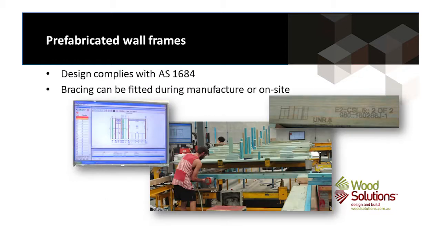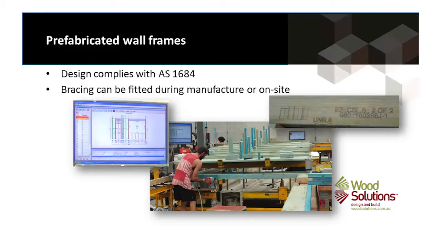Prefabricated wall frames. So prefabricated wall frames may be designed and fabricated in a plant and then brought to site and simply stood up. It's a really quick way of achieving construction. So again, in this case, it's computer designed and computer guided in its assembly, with often some marks laser printed onto the particular elements to identify what their role in the wall frame is.